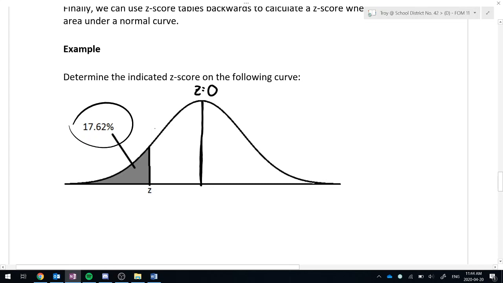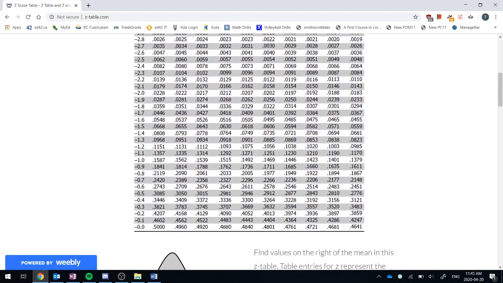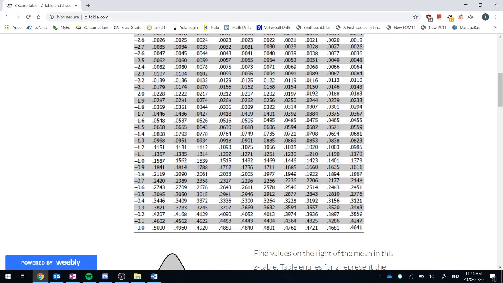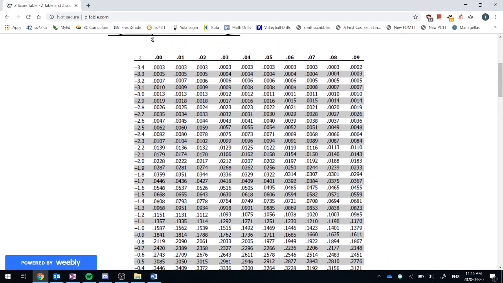So what we're going to do is go into the negative z-score table, and we need to find one that says 17.62%. Remember, they're given as decimals, so we're going to be looking for 0.1762. So let's go take a look. 0.1762. Where is that going to be? Right there. There is 0.1762, right? So we'll go take a look. That is going to correspond to negative 0.93. That's it.